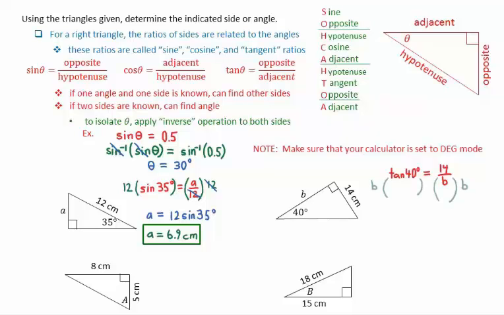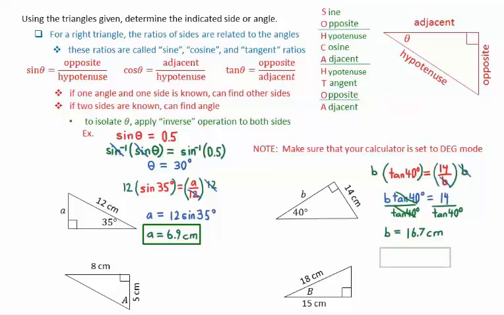To solve this equation, we first multiply both sides by B to remove the fraction. B tan 40 equals 14. We can then divide both sides by tan 40 degrees. This gives a result of B equals 16.7 centimeters.